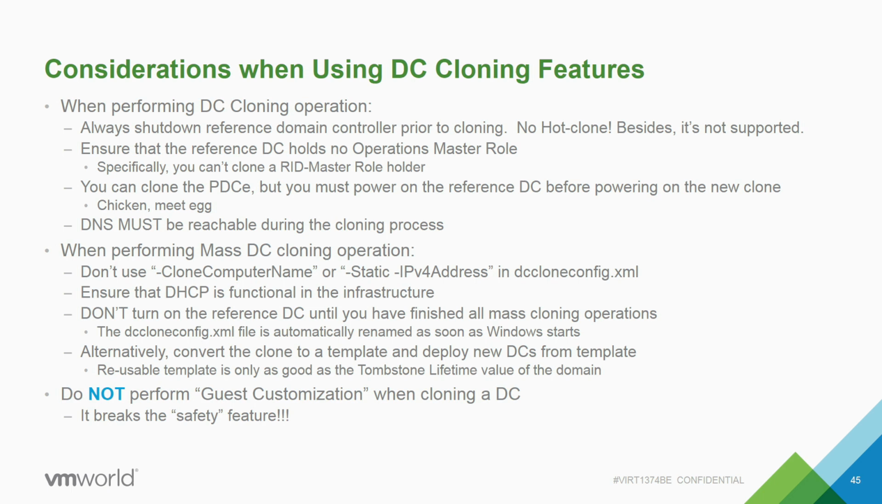Now, in the DC clone config file, you normally specify a name for the server and an IP address of the server, but you don't have to do that. You could leave these attributes out, tell it how many you want, and it will use its own generated names and create as many as you want, as long as obviously DHCP is functional. Same rules apply though. The source domain controller needs to be off.